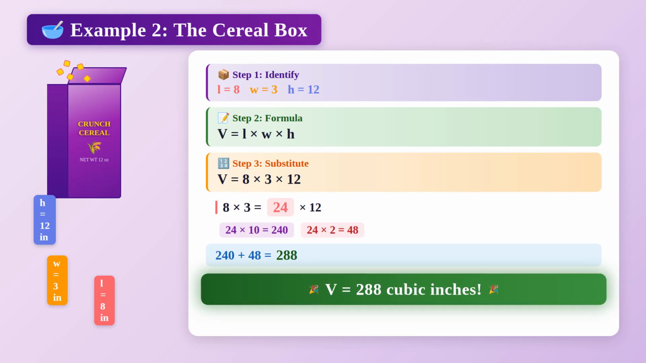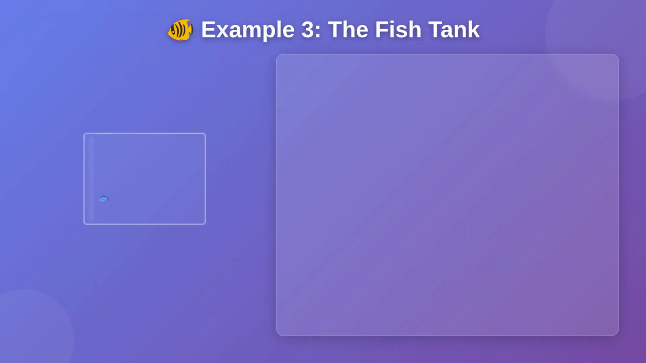And 24 times 2 is 48. Add them together. 240 plus 48 is 288. So V equals 288 cubic inches. That's a lot of cereal.